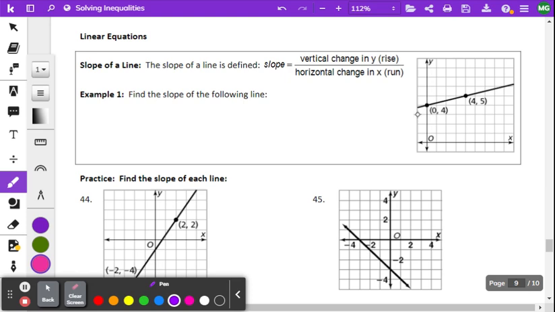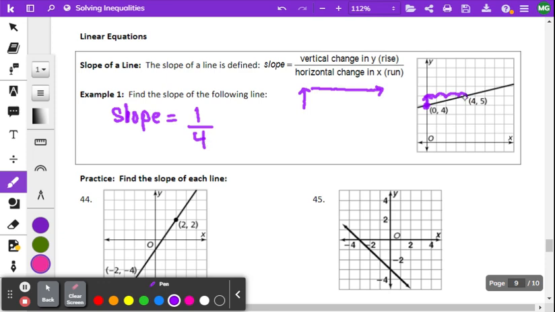So if we look at our graph here, what we can simply do is count how many units up we have to go from one point to the other, and then how many units over to actually get from that one point to the other. So starting here, I can see we have to rise up. So I'm going to write this down. Slope equals 1 unit up, and then 1, 2, 3, 4 to the right. So the slope of this line is 1 over 4.